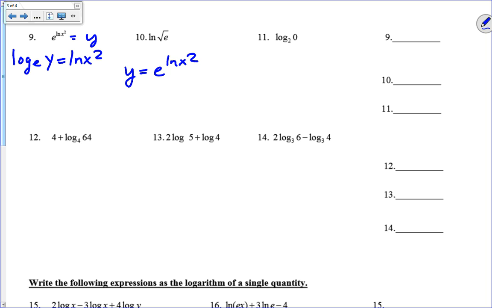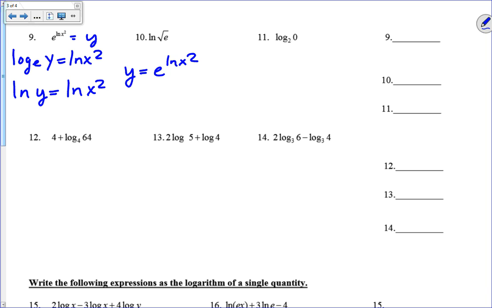Is there a way that we have an ln in there, right? We see that ln of x squared. Is there a way that we can get an ln on the other side as well? Okay, how would we do that? Log base e is equivalent to ln, so we can make that replacement. So natural log of y is equal to the natural log of x squared.